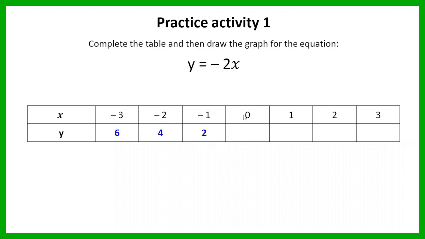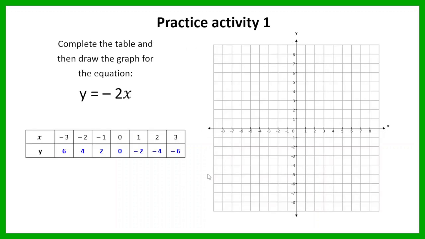If x is 0, we have negative 2 multiplied by 0, which gives us a y value of 0. If x is 1, we have negative 2 times 1, giving us negative 2. If x is 2, we have negative 2 times 2, giving us a y value of negative 4. And then finally, if x is 3, we have negative 2 multiplied by 3, giving us a y value of negative 6. So that's what your table should look like. Now let's go and draw our graph.